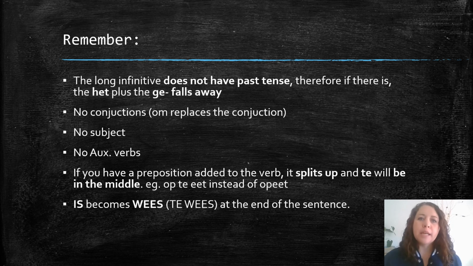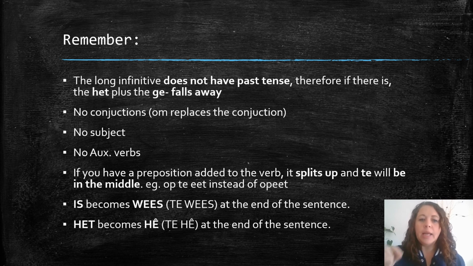If your verb is is at the end of the sentence it becomes wees, so te wees. In het becomes he, te he. So you need to remember those two. Is becomes wees, in het becomes he.